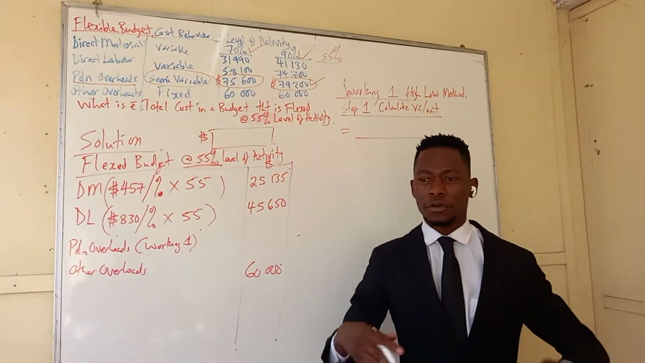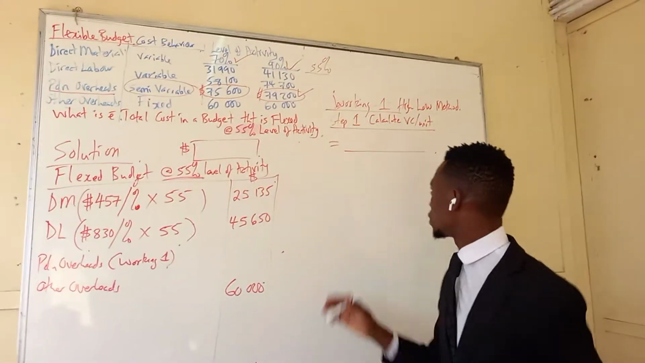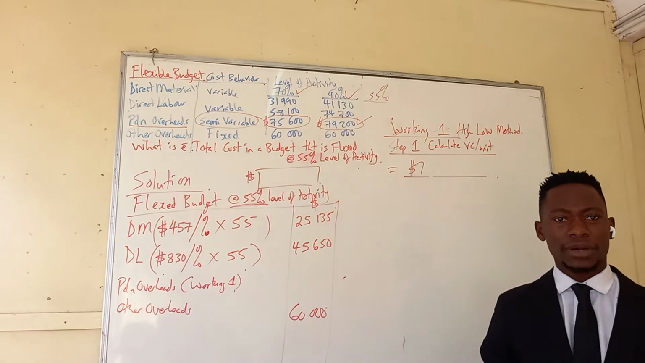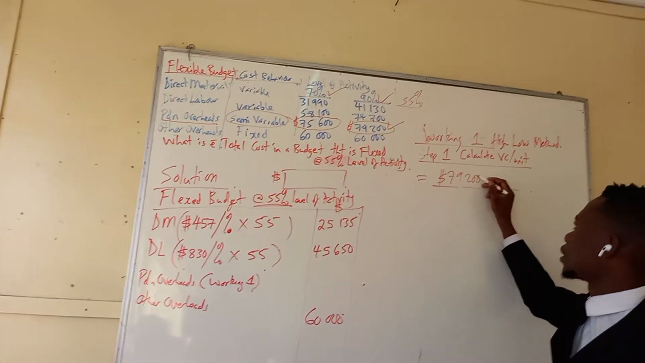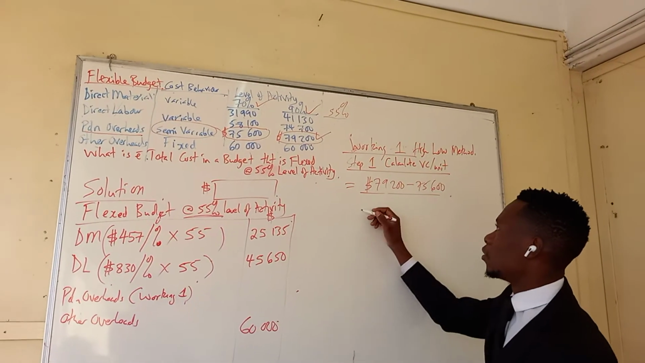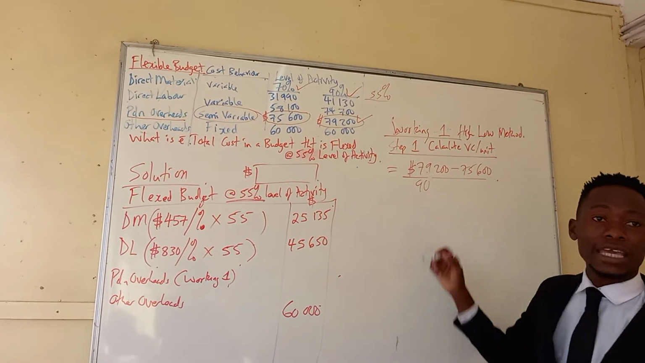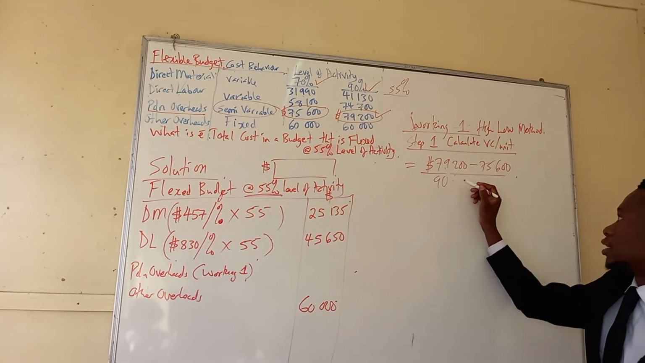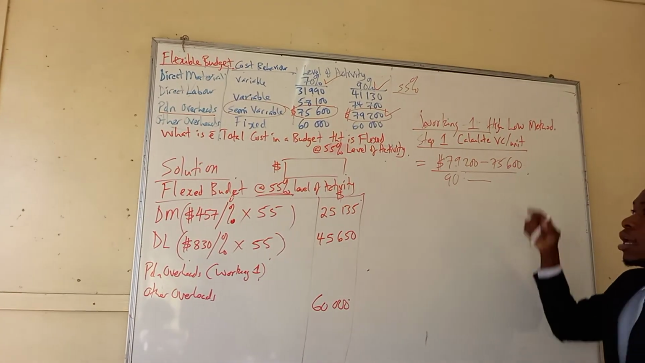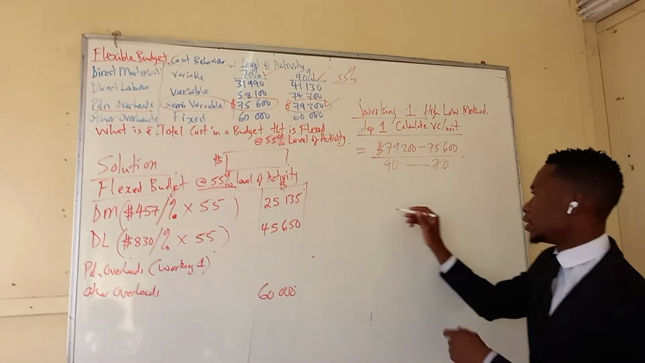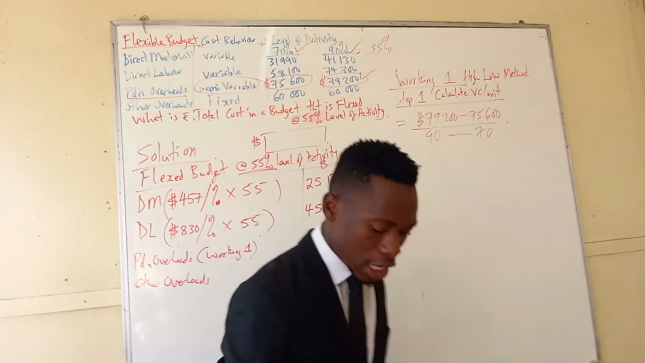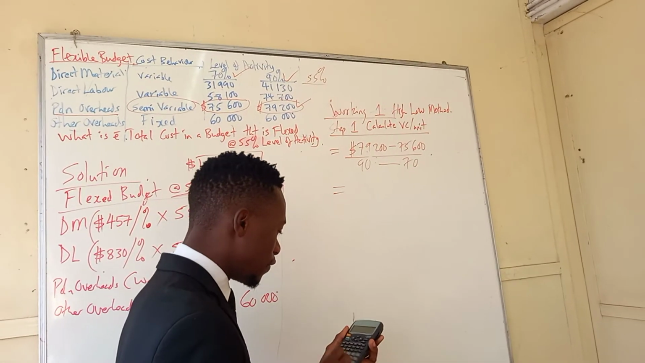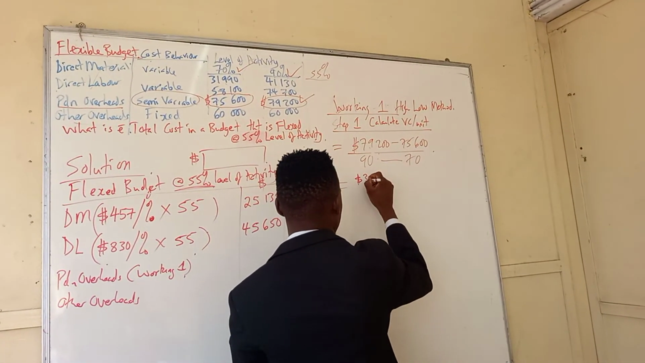So I'm not going to write that formula. Let us just forget all those negatives. Let's just deduct these amounts. The highest cost minus the lowest cost. 79,200 less 75,600. This 79,200 is for the activity level of 90%, like with like. Then this 75,600 is for the activity level of 70. So if I do the number crunching, if I get to my adding machine, 79,200 less 75,600, I'm getting 3.6.